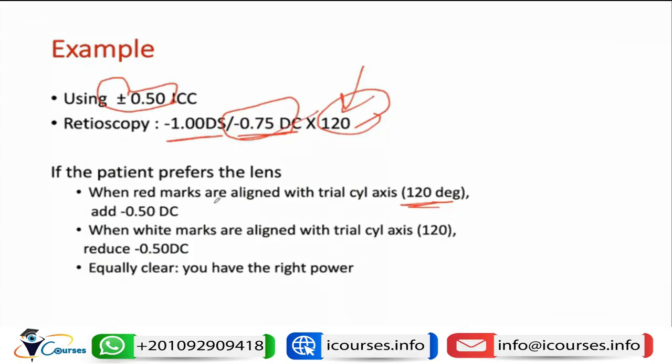Then by flipping the cross cylinder, we switch between the minus 0.5 and the plus 0.5. By switching, the white mark will be over the cylindrical trial lens axis, so we put plus 0.5 over the minus 0.75. After this, we ask the patient if there is any position much more clear. If the patient reports that the red mark is better, then we will increase the minus. If the patient says the white mark is better, then we will increase the plus.